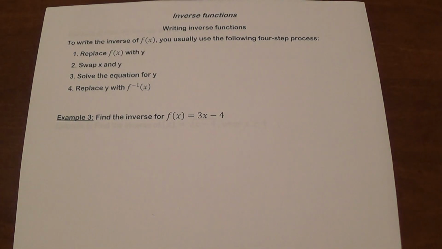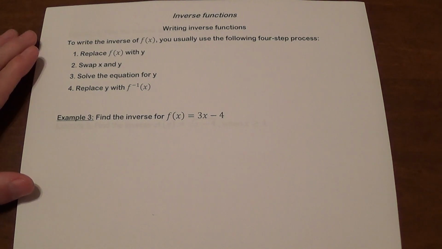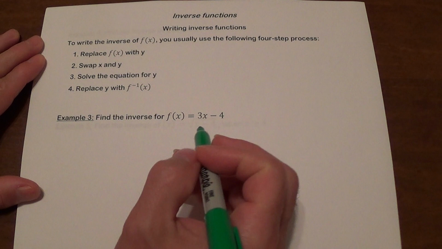How do we write inverses of functions? There's typically a 4-step process that we follow. We replace f of x with y. We switch x and y. We solve the resulting equation for y, and we replace y with f inverse. So how does it work here?